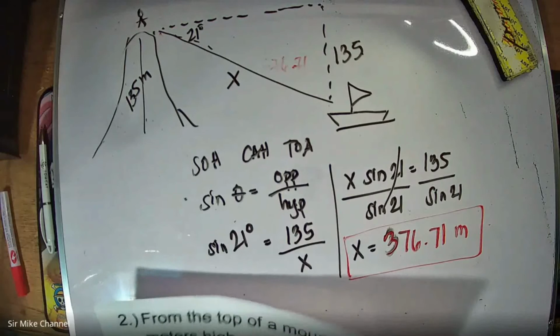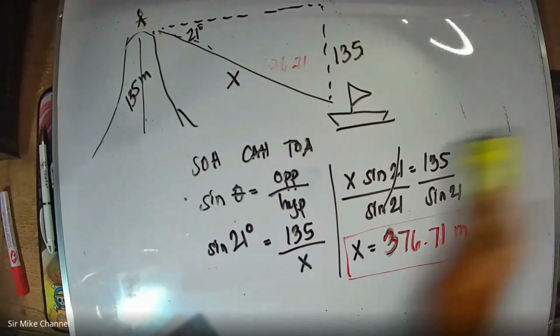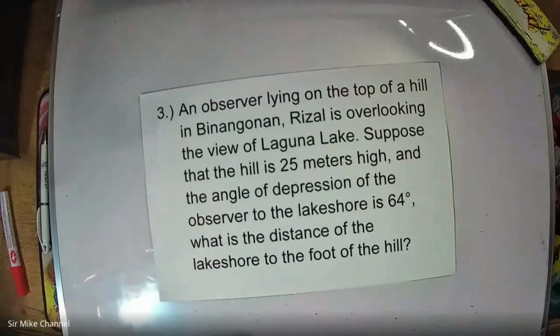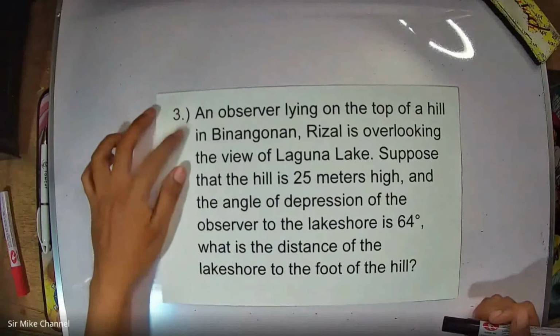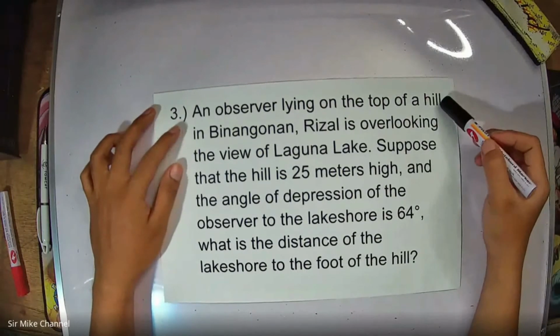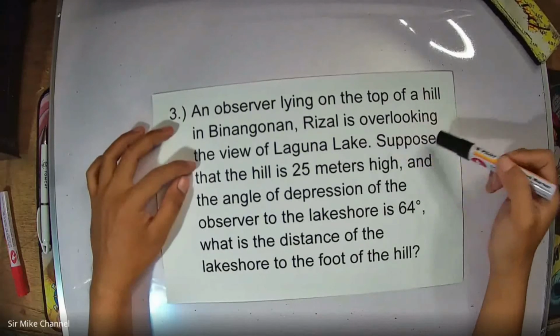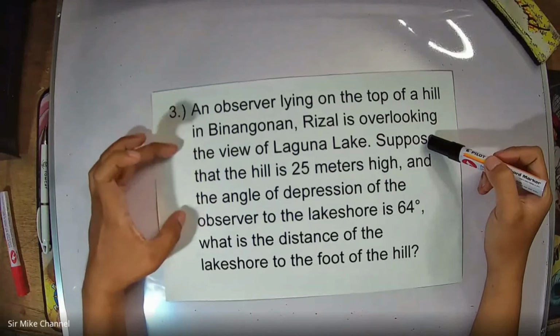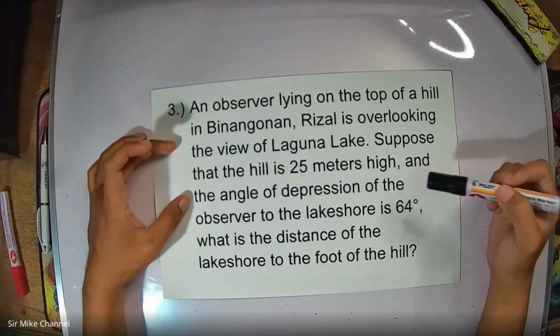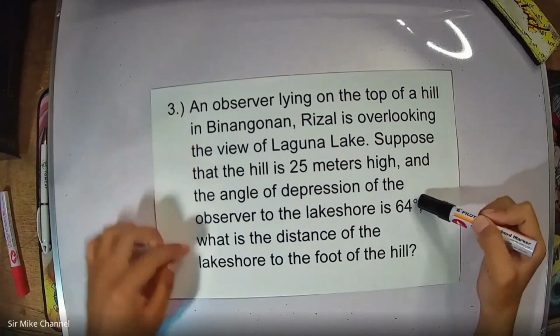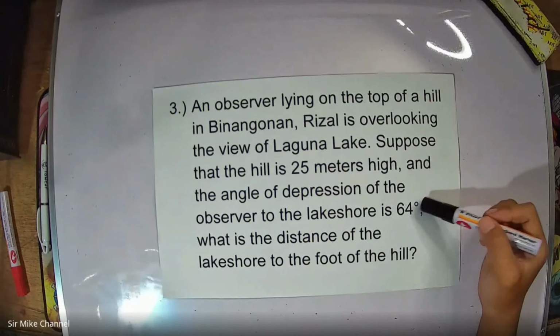Okay, last example, number 3, for the angle of depression. An observer lying on the top of a hill in Binangonan, Rizal is overlooking the view of Laguna Lake. Suppose that the hill is 25 meters high and the angle of depression of the observer to the lake shore is 64 degrees. What is the distance of the lake shore to the foot of the hill?